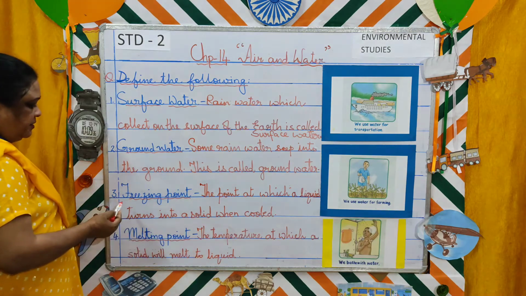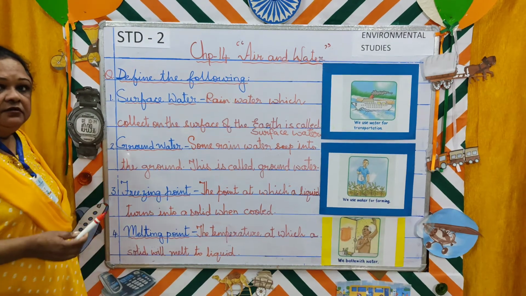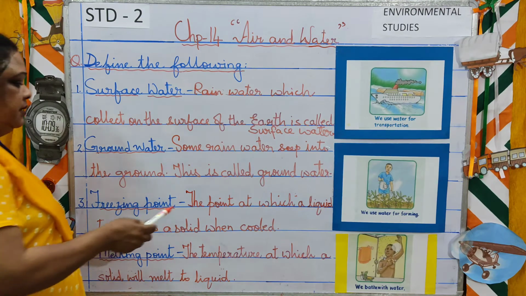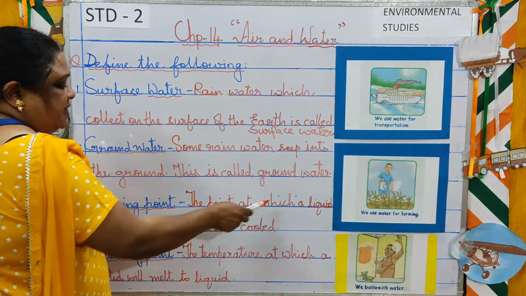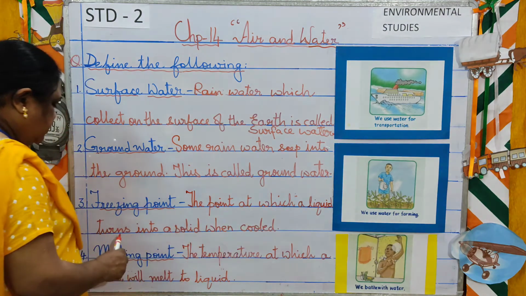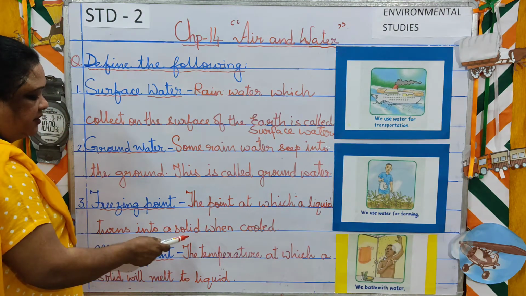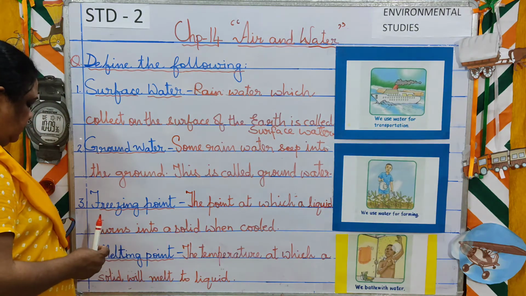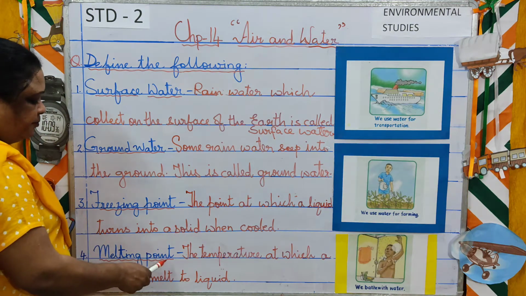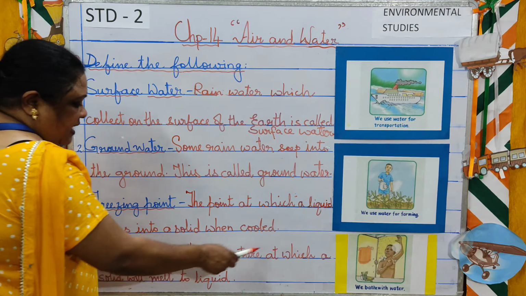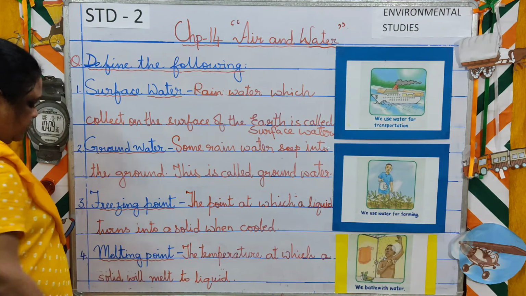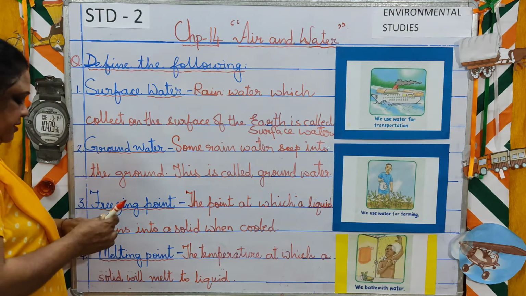Number 3, freezing point. What is freezing point, children? The point at which a liquid turns into a solid when cooled. Number 4, melting point. The temperature at which a solid will melt to liquid is called melting point.